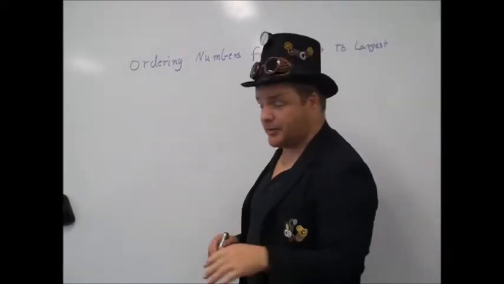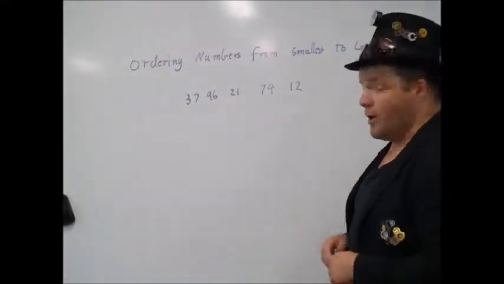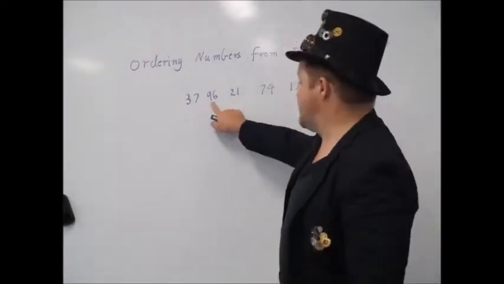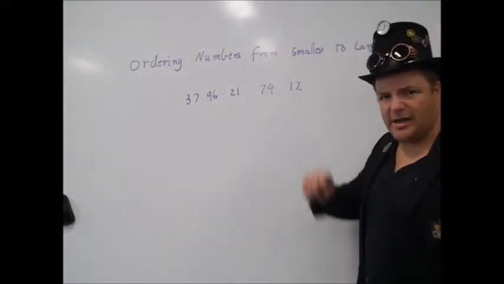Here's our numbers to start with. So we have 5 numbers to start with. 1, 2, 3, 4, 5. We have 37, 96, 21, 74, and 12.